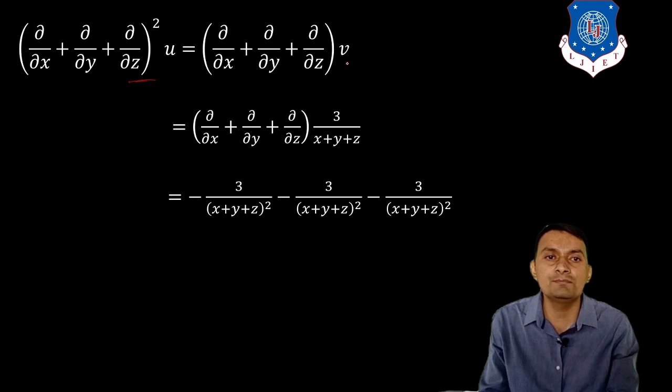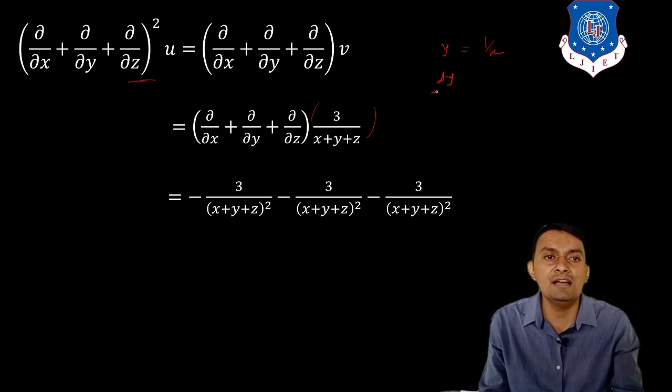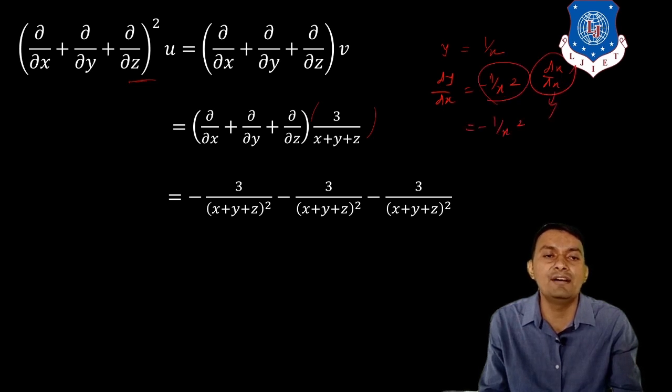Next, our target is this one, but we have simplified and represented it as v. But v is nothing but this one. That means I have to do the derivative with respect to x, then y, and then z. But you are already familiar that if y is equal to 1 divided by x, then dy by dx is minus 1 divided by x square. And the derivative of x with respect to x is exactly 1. Therefore we can say that our answer is minus 1 divided by x square.